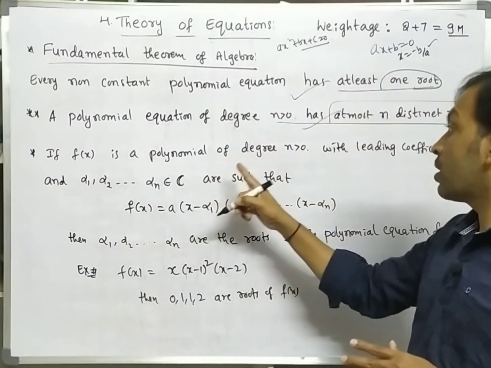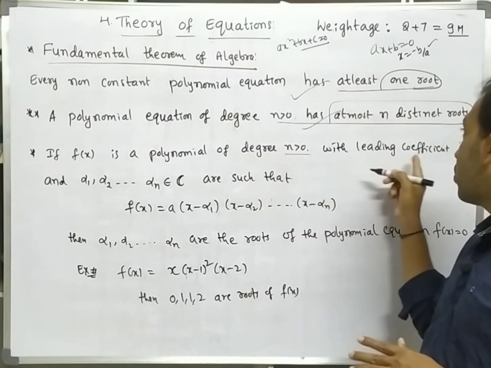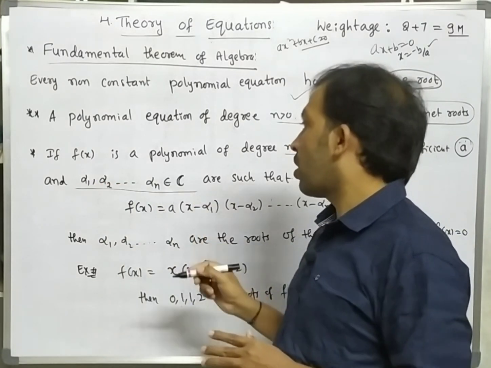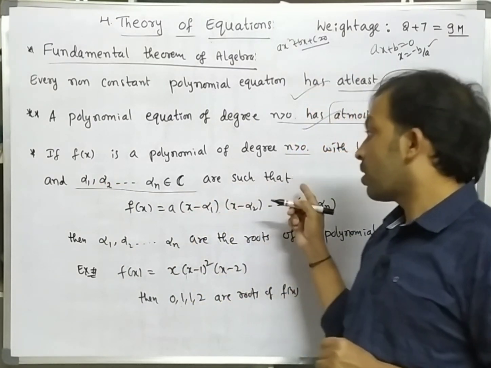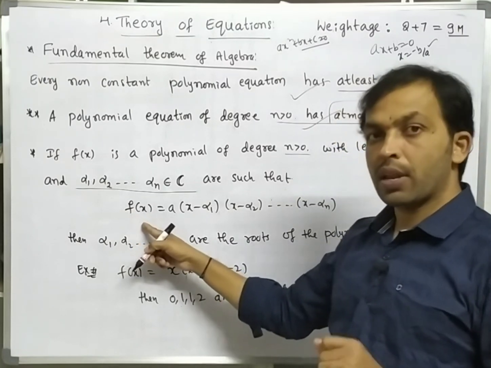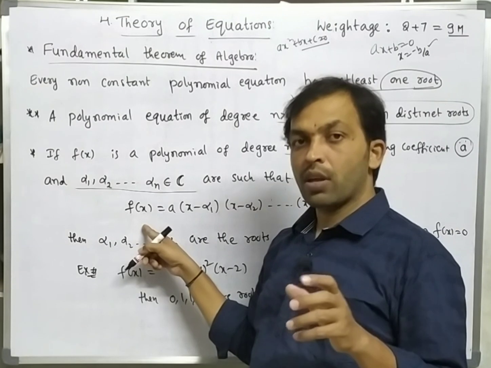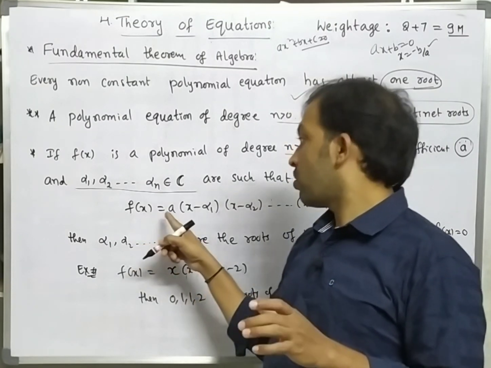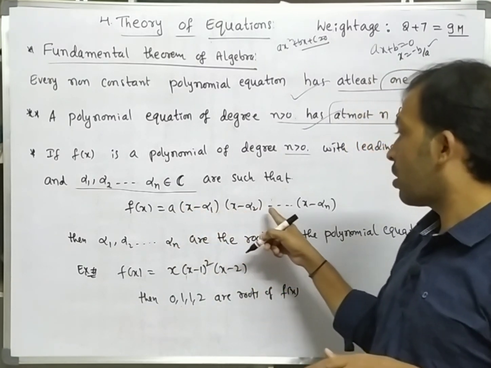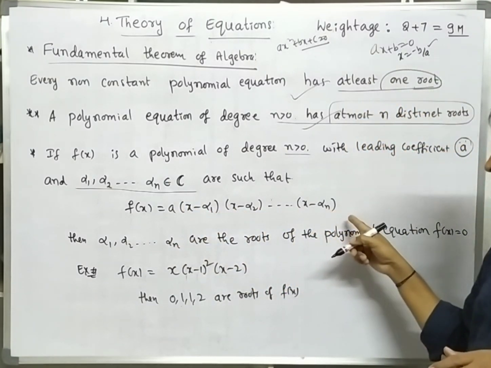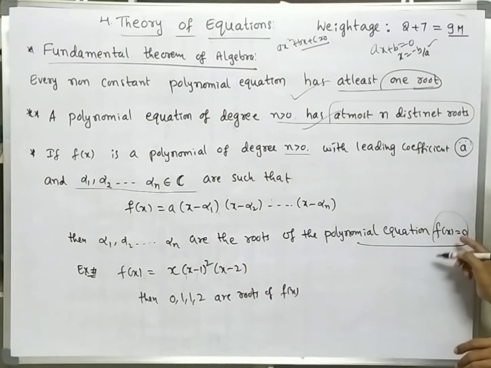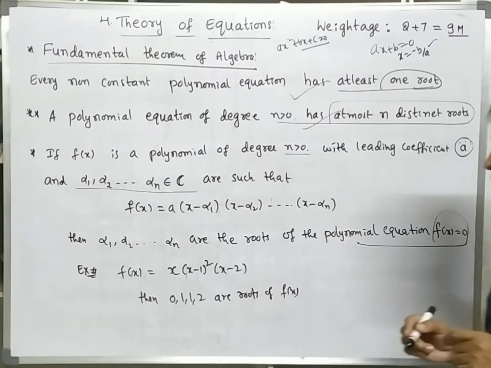Next, if f of x is a polynomial of degree n greater than 0 with leading coefficient a, and alpha 1, alpha 2, ..., alpha n are its complex roots, then f of x can be written as a polynomial a x power n plus a naught x power n minus 1 and so on. That can be represented as a into x minus alpha 1 into x minus alpha 2 and so on, into x minus alpha n. Here alpha 1, alpha 2, ..., alpha n are the roots of the polynomial equation f of x equals 0.